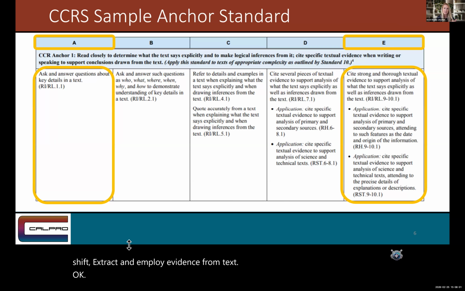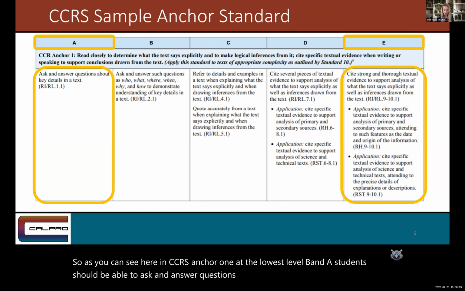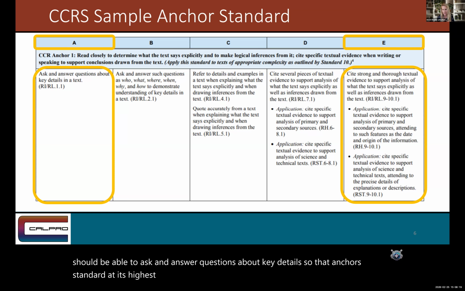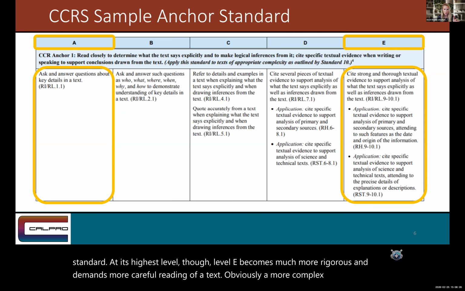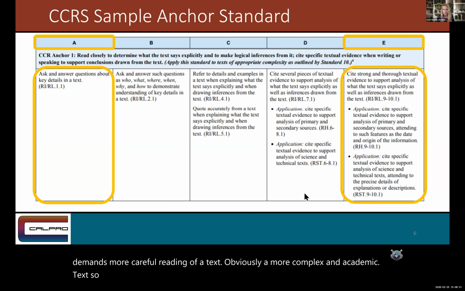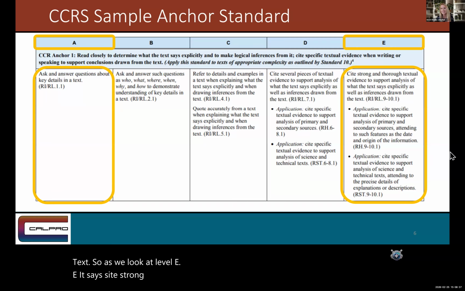So as you can see here in CCRS Anchor 1, at the lowest level, Band A, students should be able to ask and answer questions about key details. That anchor standard, at its highest level, level E, becomes much more rigorous and demands more careful reading of a text, obviously a more complex and academic text. So as we look at level E, it says, cite strong and thorough textual evidence to support analysis of what a text says explicitly, as well as inferences drawn from the text.